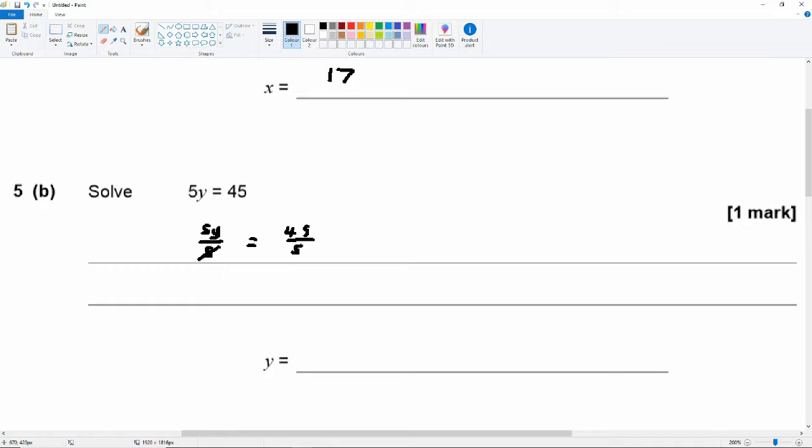So your 5's cancel. So you've got y is equal to, well, 45 divided by 5, we know from our 5 times tables, 9 times 5 is 45. We also know from our 9 times tables, 9 times 5 is 45. So whether you use your 9 times table or your 5 times table, the answer is 9.